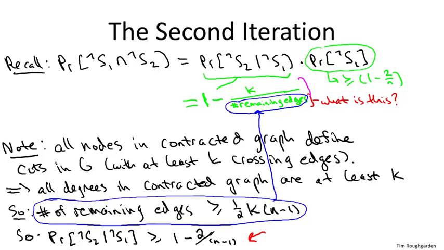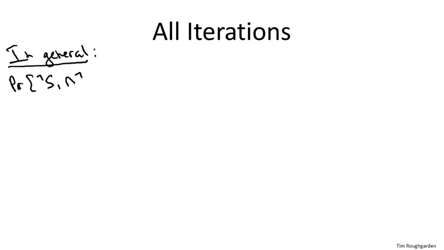So that's pretty cool. We took the first iteration, we analyzed it, and we showed the probability that we screw up is pretty low. We succeed with probability at least 1 minus 2 over n. In the second iteration, our success probability has dropped a little bit, but it's still looking pretty good for reasonable values of n: 1 minus 2 over n minus 1. Now, as I hope you've picked up, we can generalize this pattern to any number of iterations. The degree of every node in the contracted graph remains at least k. The only thing which is changing is the number of vertices is dropping by 1.